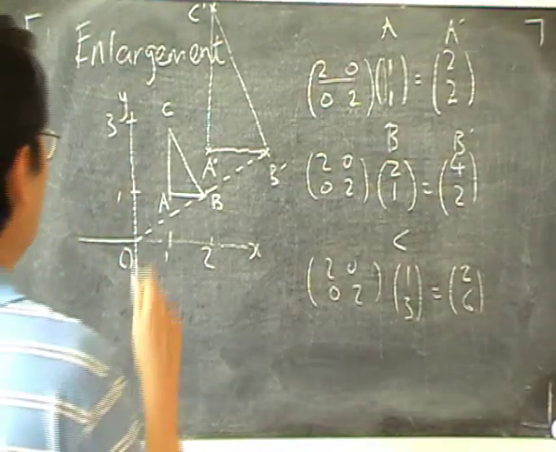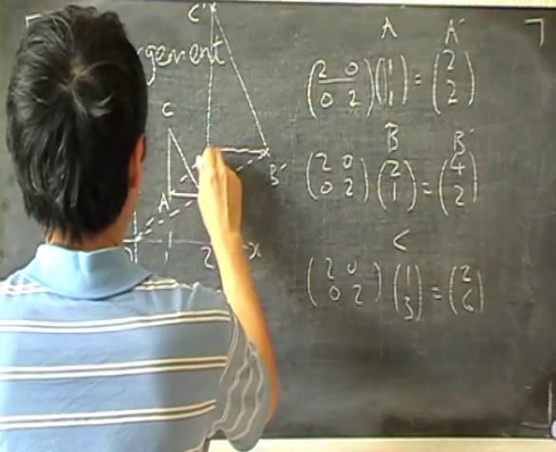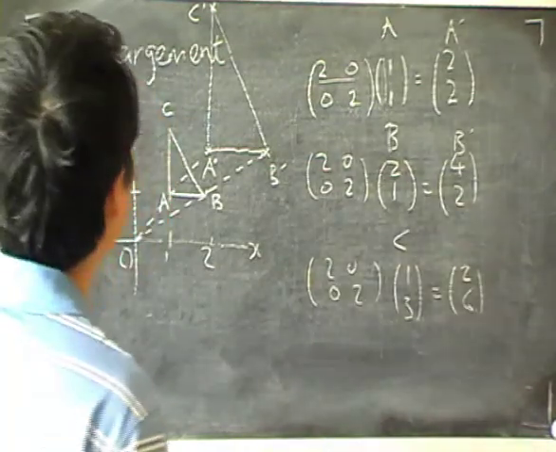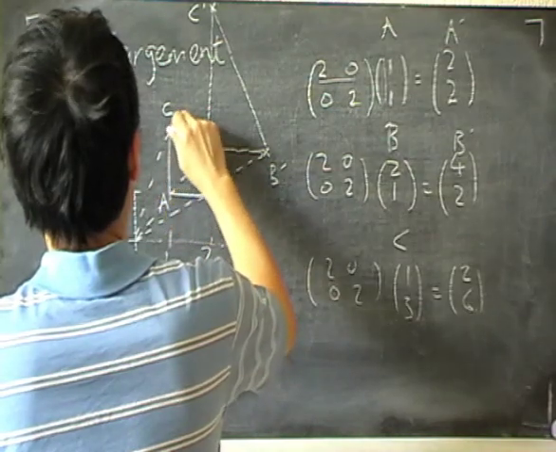Alright, if I now draw a line joining A to A prime, they lie on the same straight line as well. And similarly for C.